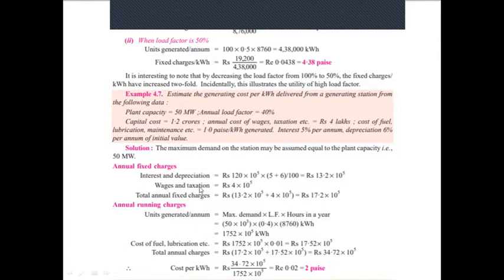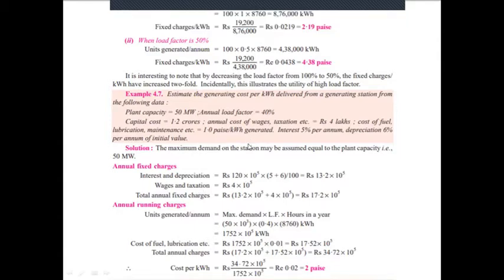Then wages and taxation. Wages and taxation is given directly in rupees. It is not given in percentage, whereas interest and depreciation is given as a percentage of the initial cost, which we have calculated. Wages and taxation is directly given as rupees 4 into 10 to the power 5. So 4 lakhs is the same as 4 into 10 to the power 5 rupees. So total annual fixed charges will be the sum of these two, the charges for interest and depreciation and wages and taxation charges. So you will get rupees 17.2 into 10 to the power 5.